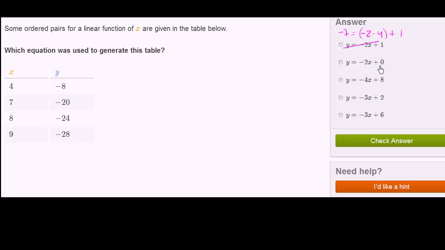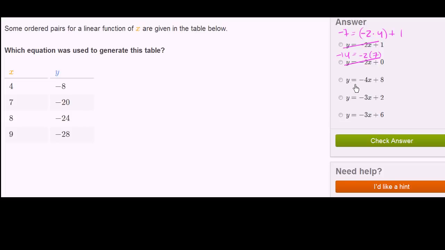Now let's go to this next equation. y is equal to negative 2x plus 0. So when x is 4, y would be negative 2 times 4, which is negative 8. So this second equation seems to be capable of generating this first point. When x is 4, y is negative 8. But let's see if it works for the second one. When x is 7, you would have negative 2 times 7, which is negative 14. But here, when x is 7, y is negative 20. So we'll rule that second one out.